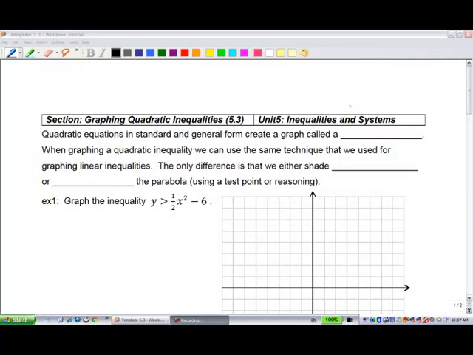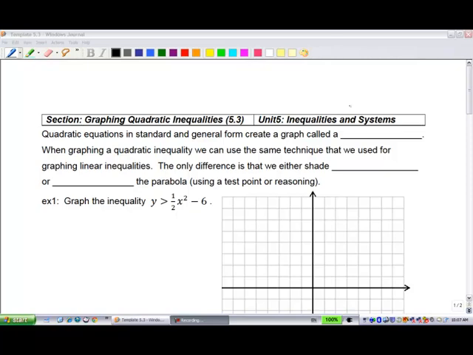Welcome to Inequalities and Systems for Pre-Calculus of Math 11. Today we're taking a look at graphing quadratic inequalities. So last section we took a look at graphing linear inequalities. This time we're going to change those into quadratics.